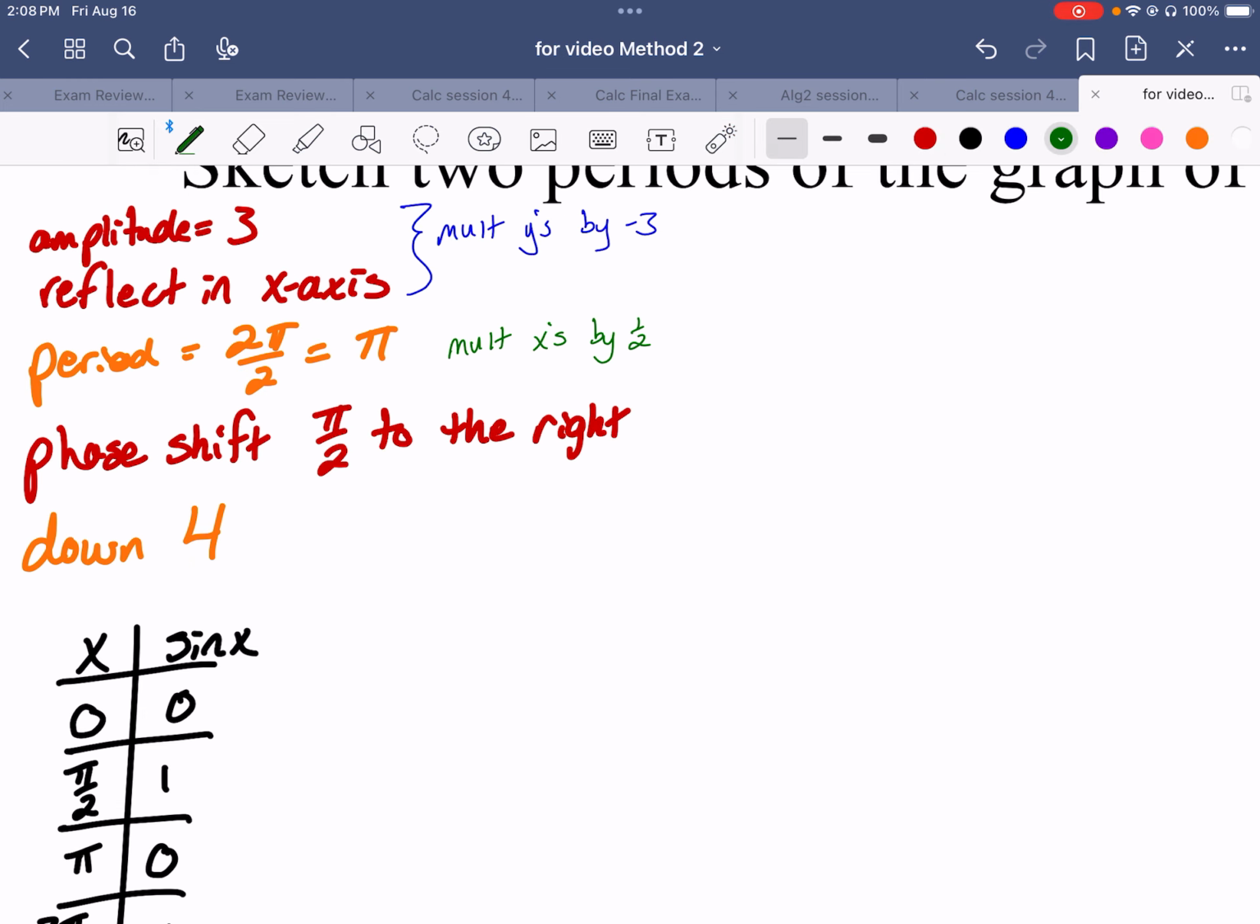All right, next up, we have the phase shift, and that's just going to shift it to the right. So that's, again, affecting your x's. So we're going to add, maybe I should write this in green, add pi over 2 to the x's. And then the last one, the vertical translation down 4.